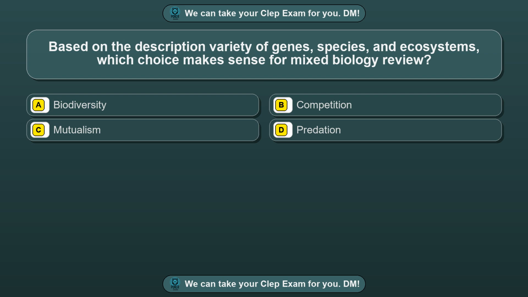Question 19. Based on the description variety of genes, species, and ecosystems, which choice makes sense for mixed biology review?